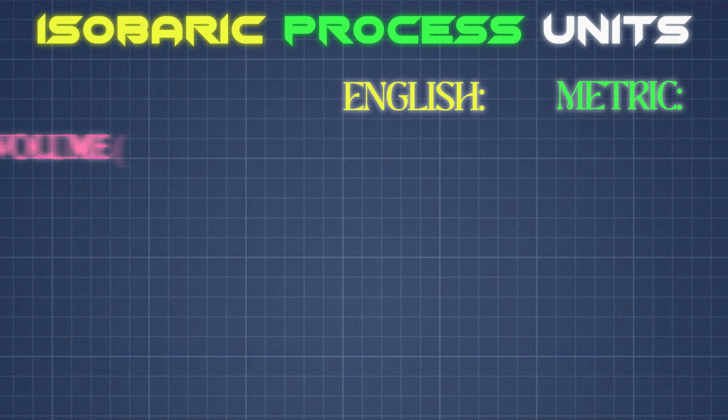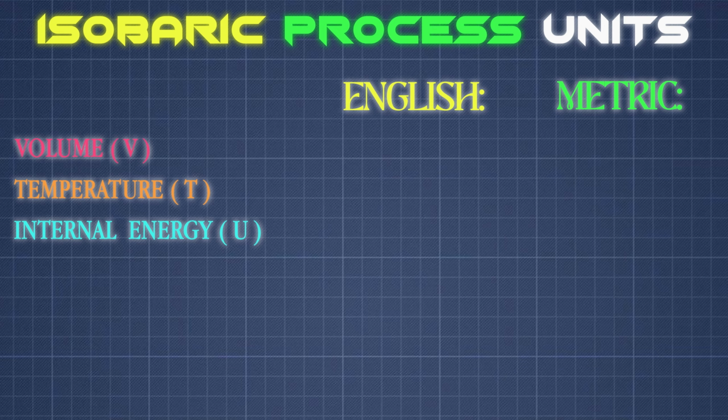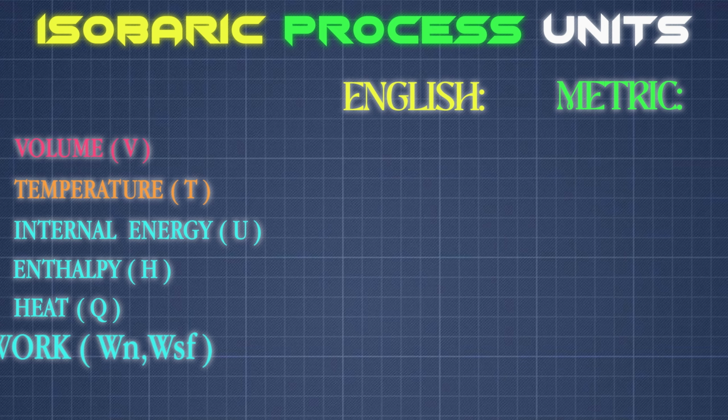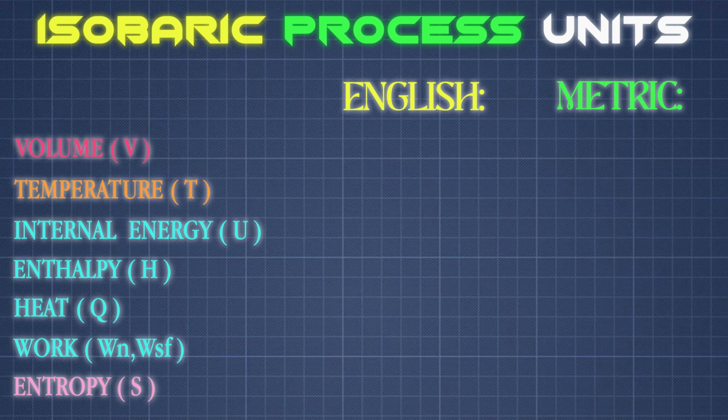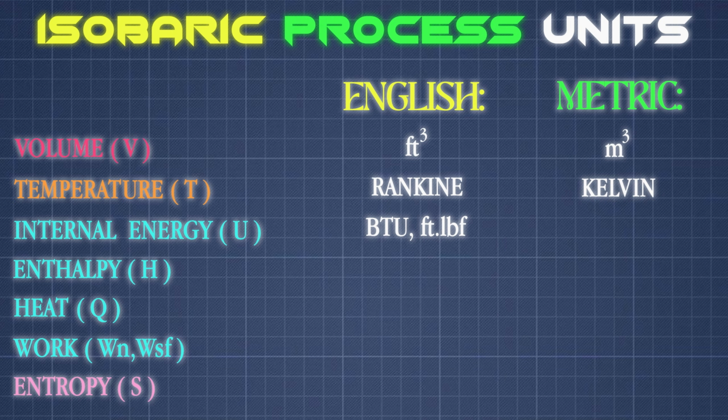Okay? So we have volume, temperature, internal energy, enthalpy, heat, work, and entropy. As we can see, pare-parehas ng kulay itong mga to kasi they have the same units. Okay? So for volume, sa English, we have cubic feet. Pag metric, we have cubic meter. For temperature, we have Rankine and Kelvin. For internal energy, we have BTU or yung British Thermal Unit or pwede ring foot-pound force. For metric, we have joules or kilojoules.